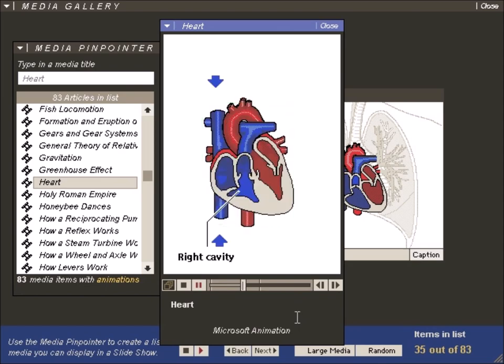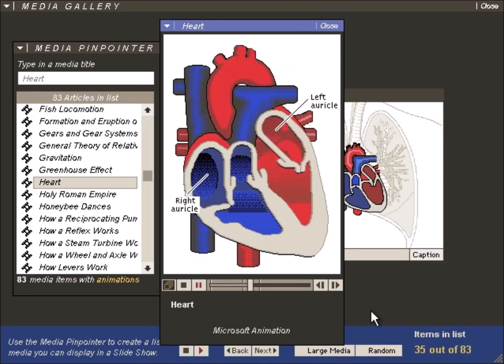The right cavity takes in oxygen-poor blood from the body and pumps it to the lungs. The left cavity takes oxygen-rich blood from the lungs and returns it to the body. Each side of the heart has an auricle, which draws blood in from the veins, and a ventricle, which pushes the blood out through the arteries.